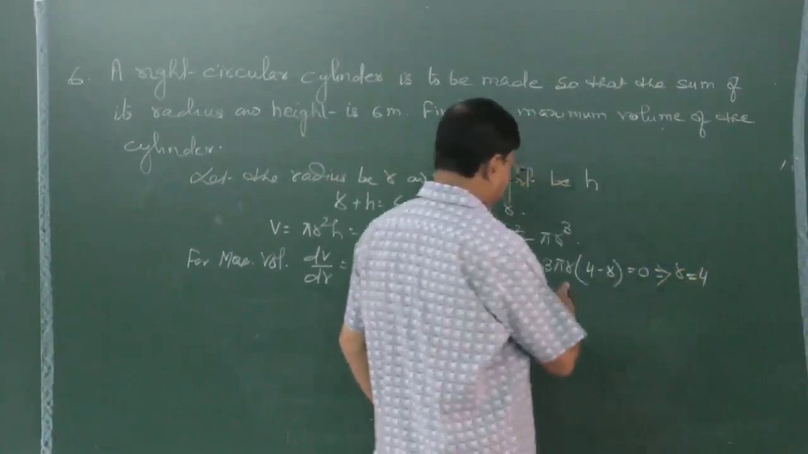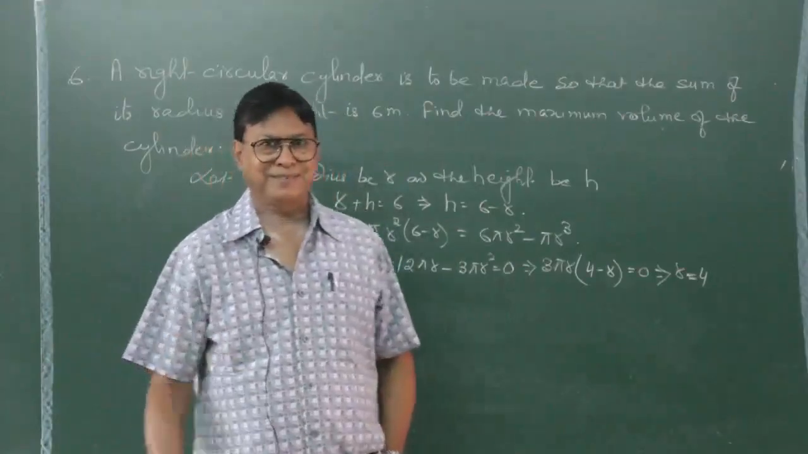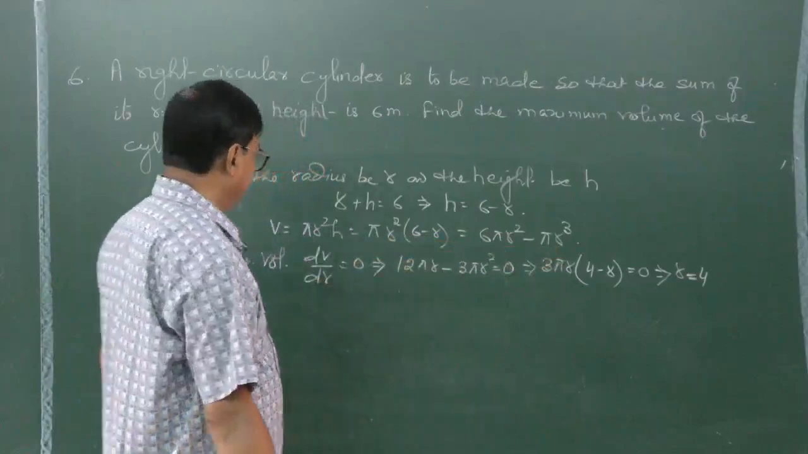There is another value of r from here, you get r is 0. So we can't take r as 0. If r is 0, no radius, no cylinder. So r is equal to 4 there.